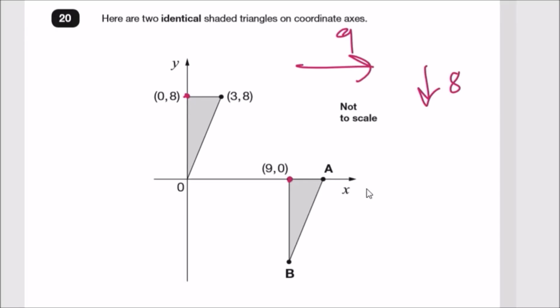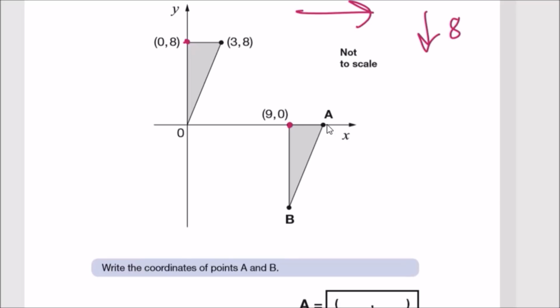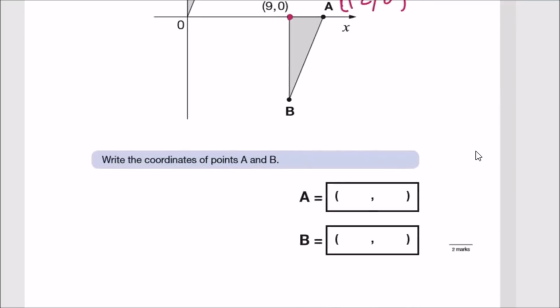So what does this tell us? This means that this corner here, 3, has moved 9 across. So it should be 12. So A should be 12 firstly. And it's moved down by 8. So it should be 0. So the first pair is 12, 0.